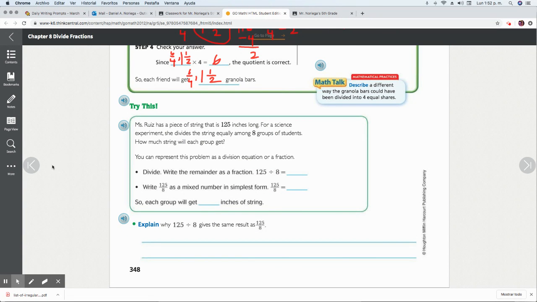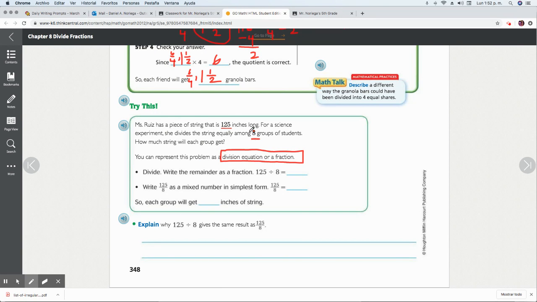Miss Ruiz has a piece of string that is 125 inches long. For a science experiment, she divides the string equally among 8 groups of students. How much string will each group get? You can represent this problem as a division equation or a fraction. Okay, either or, division equation or a fraction.